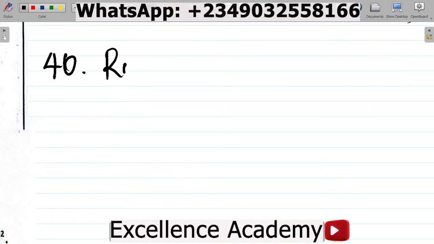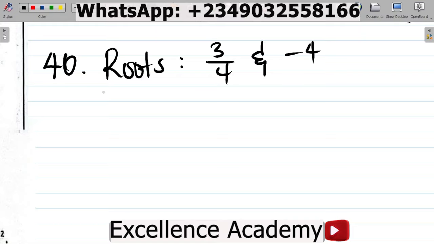We're given the roots as 3 over 4 and minus 4. How do we find the equation, or how do we form the equation?